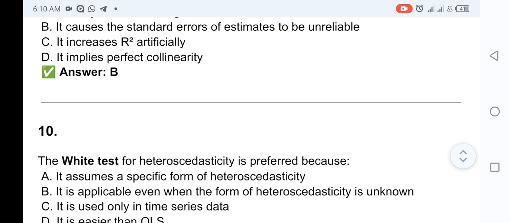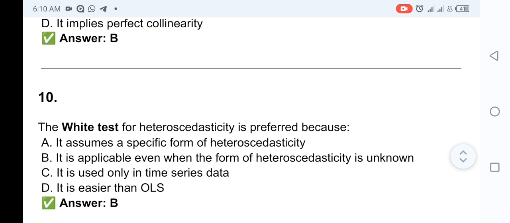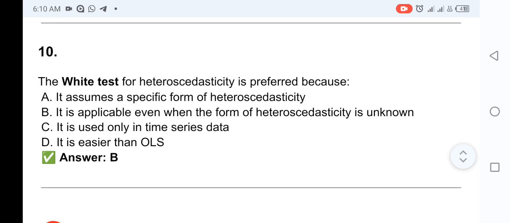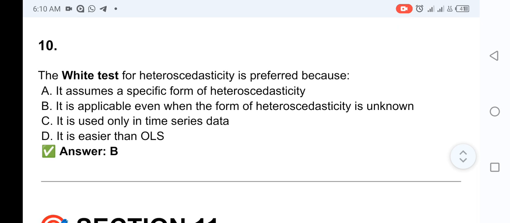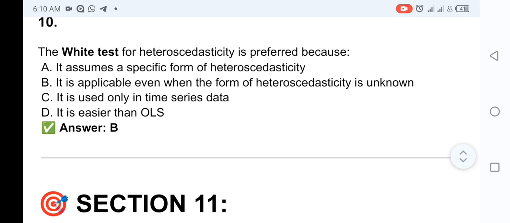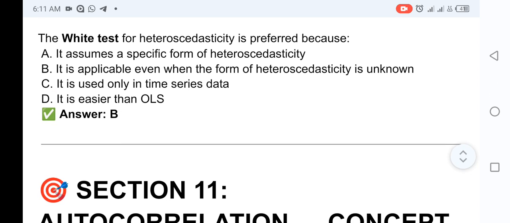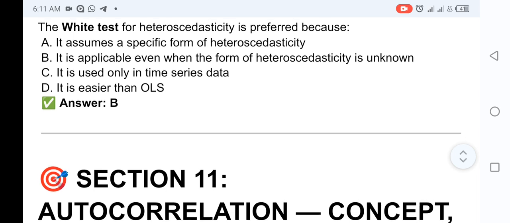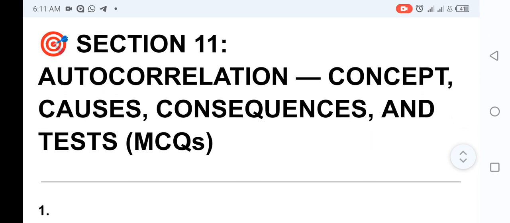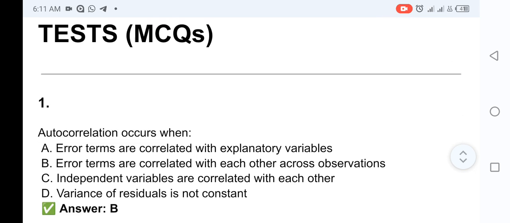10. The White test for heteroscedasticity is preferred because: A. It assumes a specific form of heteroscedasticity, B. It is applicable even when the form of heteroscedasticity is unknown, C. It is used only in time series data, D. It is easier than OLS. Answer B. Direct hit Section 11, Autocorrelation: Concept, Causes, Consequences, and Tests, MCQs.